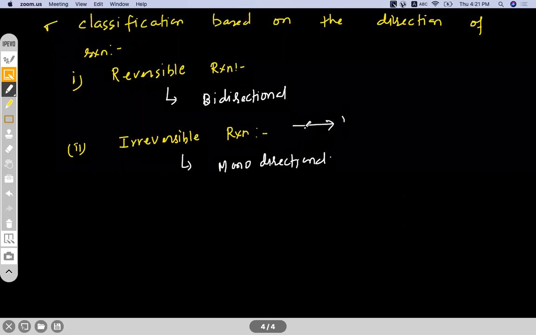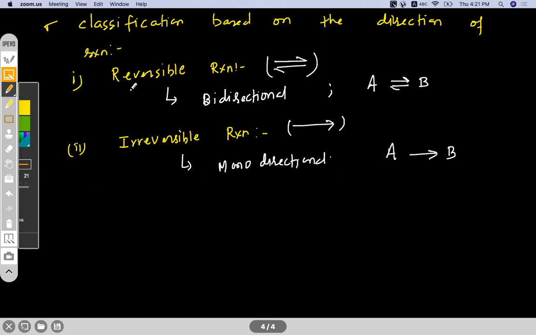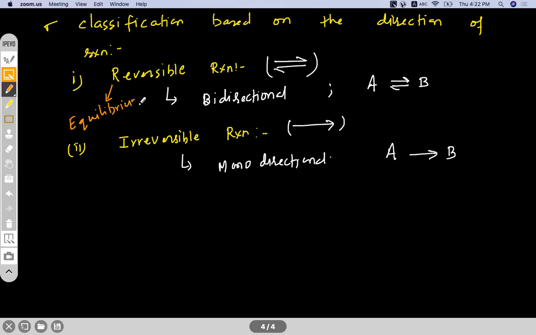Irreversible is represented by an arrow from reactant to product, for example, A gives B. A reversible reaction is represented by half-headed arrows in opposite directions. This is a reversible reaction. So equilibrium exists only in a reversible reaction. Here, since it is monodirectional, there is no equilibrium. Okay, we are talking about chemical equilibrium, hence in this chapter, we are mainly going to deal with reversible reactions. Understood?